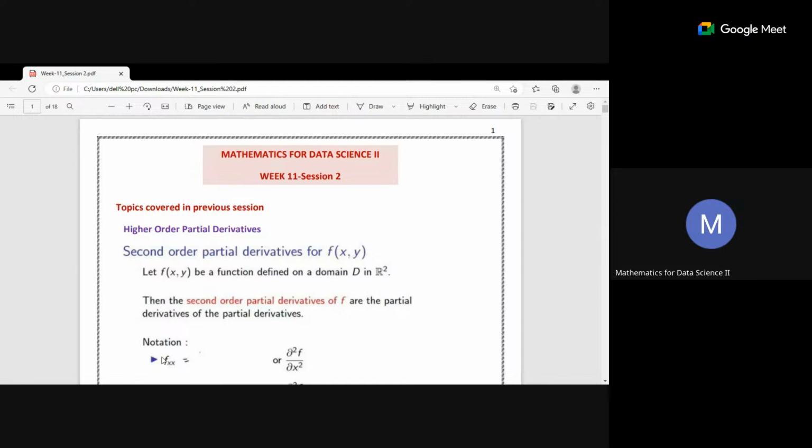So we have started week 11 in the previous session itself, and today we will continue with week 11. Okay, fine. So what are the things we have seen so far in week 11?